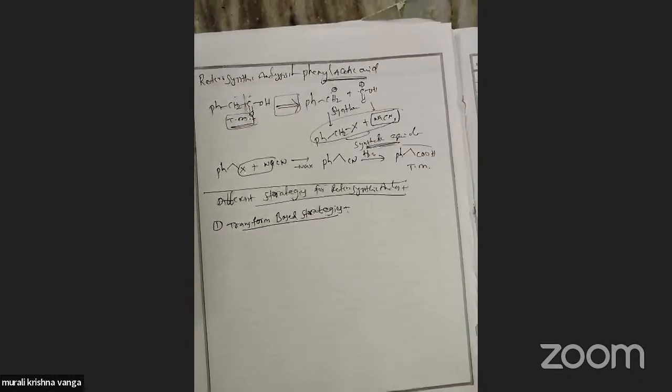Transform based strategies. These strategies are based on identification of a powerful transform for a specific target, which gives maximum simplification. Different transforms can be repeatedly applied to result in maximum simplification in the retrosynthetic disconnections. So I'm taking here one target molecule.